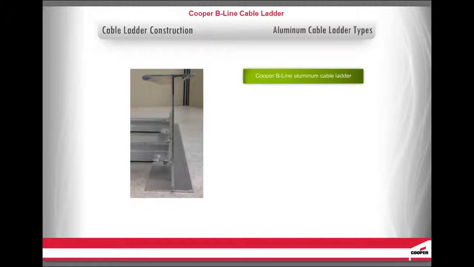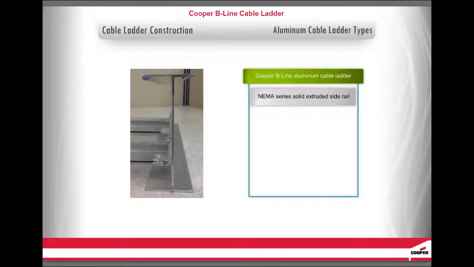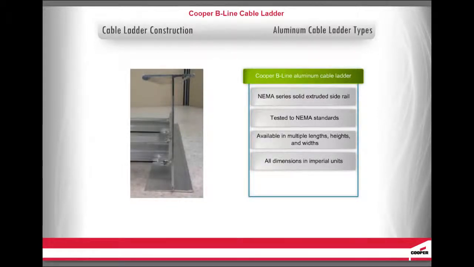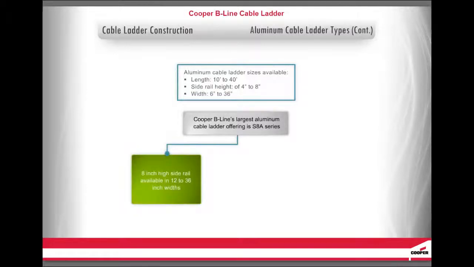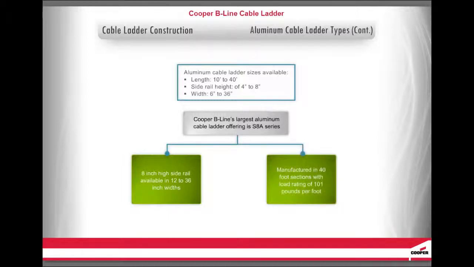Cooper Beeline aluminum cable ladder is a Nema series solid extruded side rail. It is tested to Nema standards and is available in multiple lengths, heights, and widths. All dimensions are in imperial units. It is manufactured in North America, the Middle East, and Malaysia. Cooper Beeline's largest aluminum cable ladder offering is the S8A series. This is an 8-inch high side rail available in 12 to 36-inch widths and can be manufactured in 40-foot sections with a load rating of 101 pounds per foot.